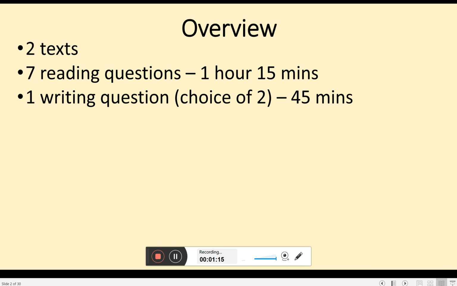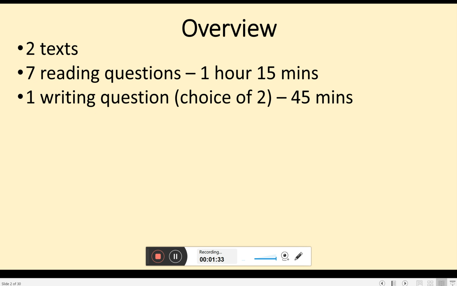and so there's a lot more to do in not that much more time than paper 1. So there is a lot more pressure on your time in this paper. There are 7 reading questions, which you should take about an hour and 15 minutes over, and then there's 1 writing question, which you should aim to spend about 45 minutes on.